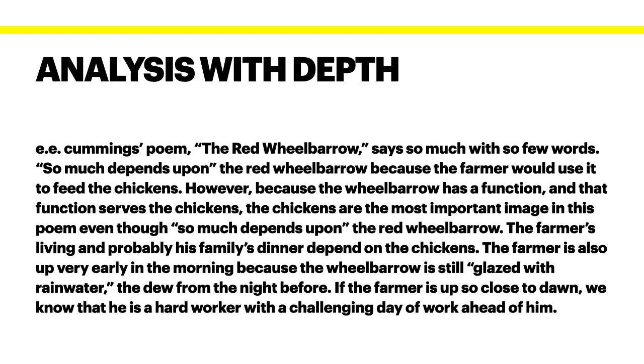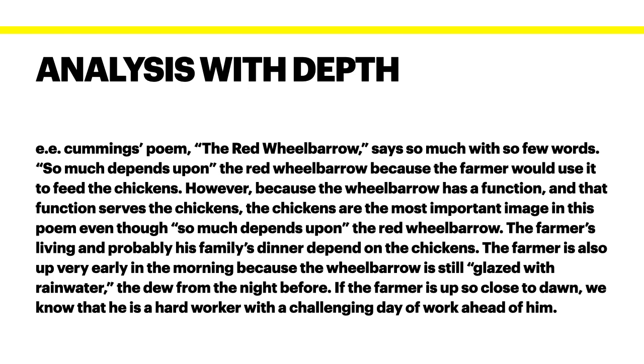So this picks up on the ideas in the second paragraph, but it takes some risks. So the first risk that it takes is that the chickens are actually the most important image in the poem, even though so much depends upon the red wheelbarrow. And the second risk that this interpretation takes is that the farmer is up close to dawn and has a challenging day of work ahead of him. Both of those ideas, that the chickens are the most important thing in the poem and that the farmer has a challenging day of work ahead of him, all revolve around this image of the red wheelbarrow glazed with rainwater.